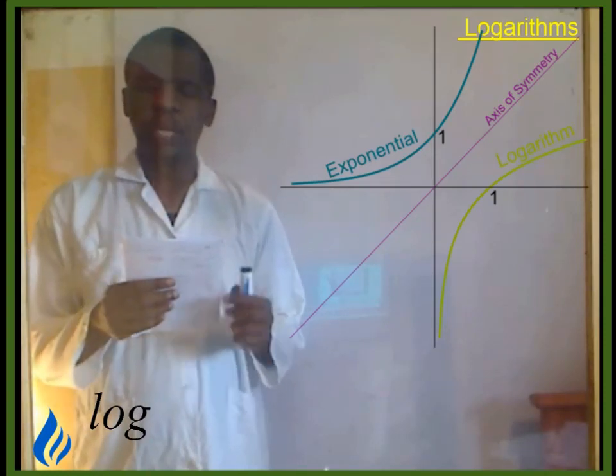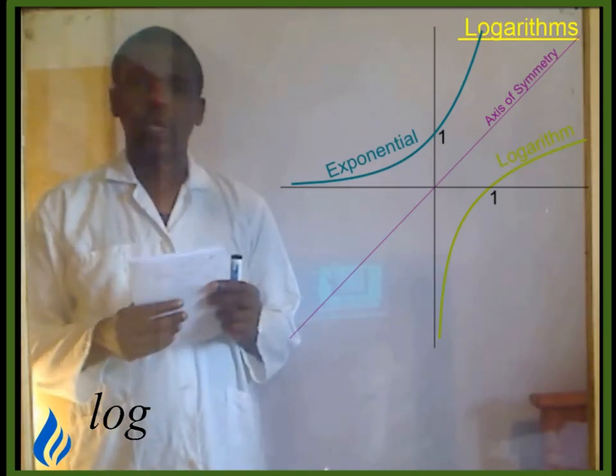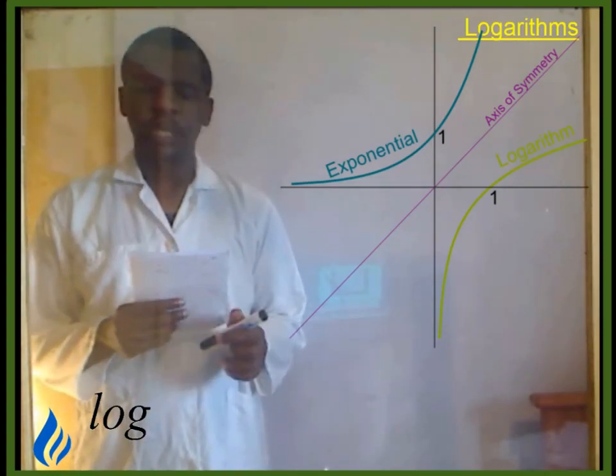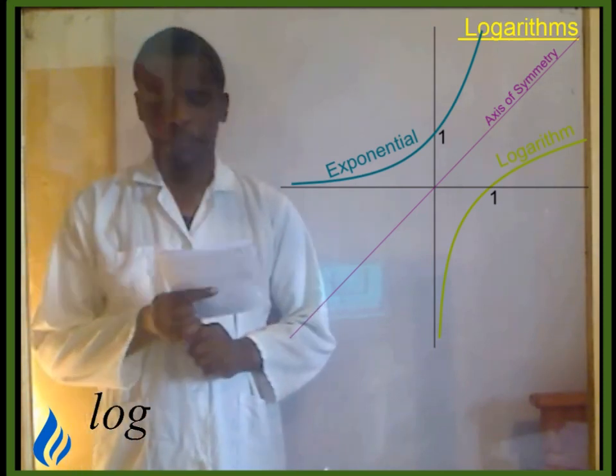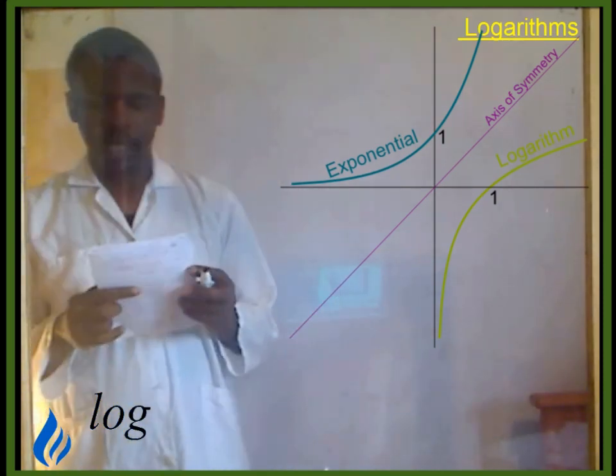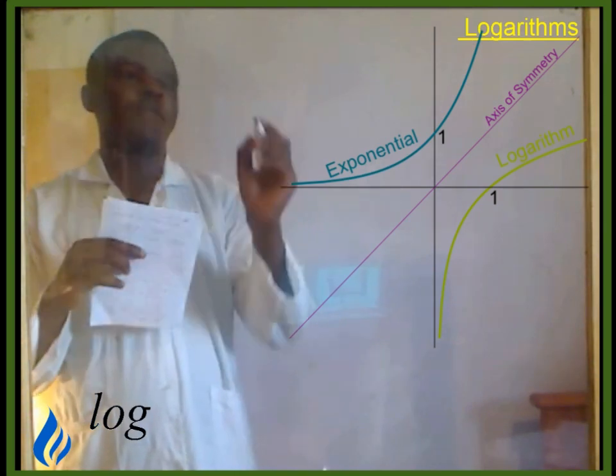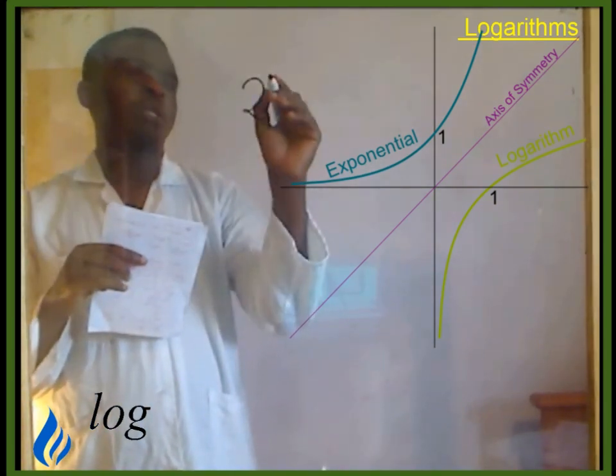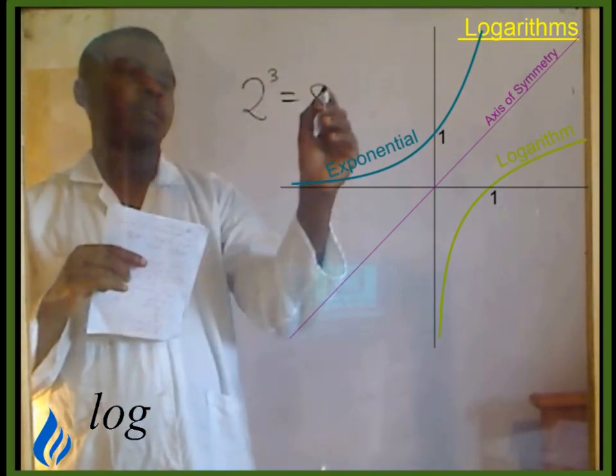Another word for index. The logarithmic function is related to the exponential function. So let's try with a few examples. If I write 2 to the third is equal to 8.